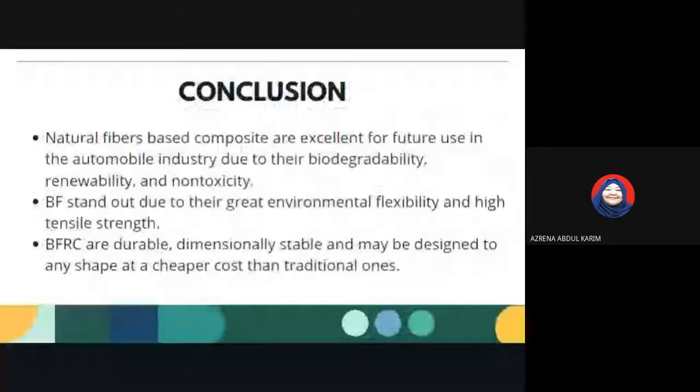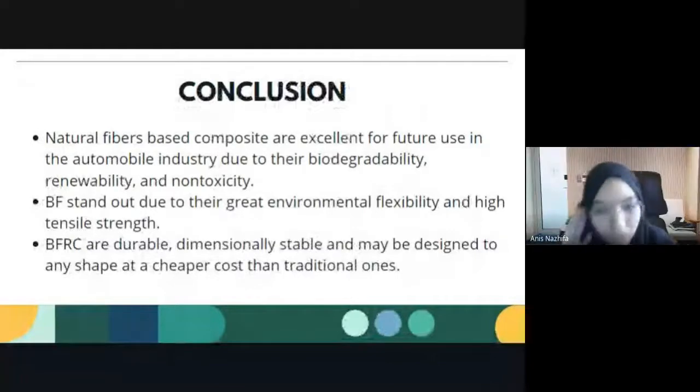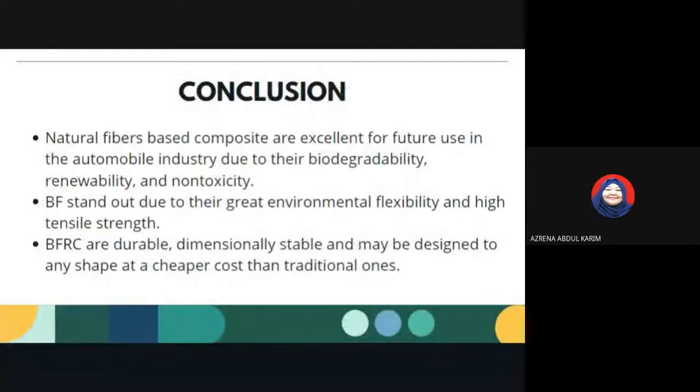Assalamualaikum Anis. Waalaikumsalam. Yes, Doctor. From your point of view, what is the most effective method in extracting bamboo fibers? The one you mentioned earlier.